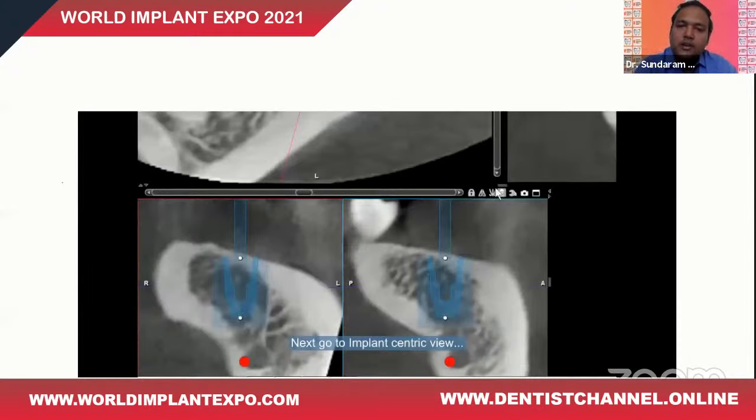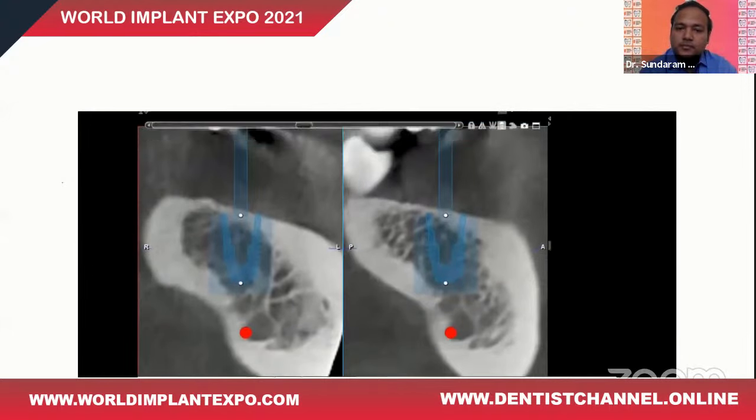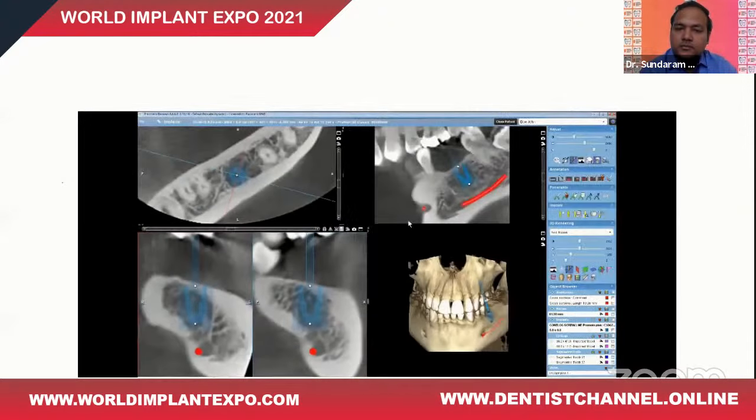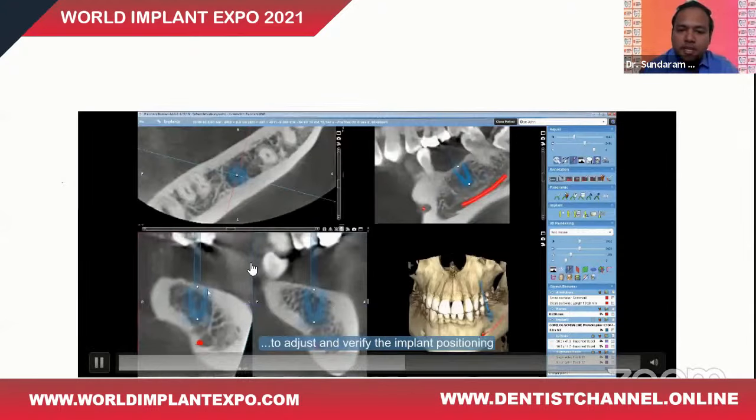So now we are going in for something known as implant centric view. So as you can see in all these windows, when you change in one particular window, the change happens in all the views.